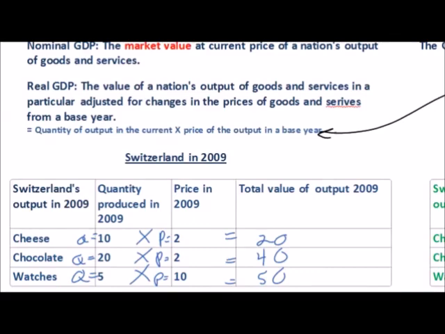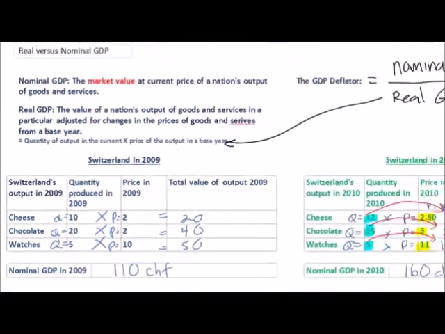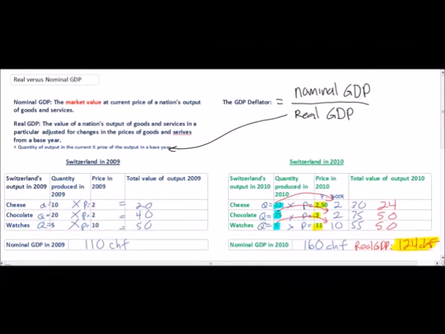Let's go ahead and calculate Switzerland's GDP deflator in 2010, and then we can use that to find out what the inflation rate was in Switzerland using the GDP deflator as a price index. So Switzerland's nominal GDP of 160 divided by the real GDP of 124 gives us a value of 1.29, which we can turn into an index by multiplying that by 100, which gives us a GDP deflator price index of 129. So what does this number, 129, tell us?